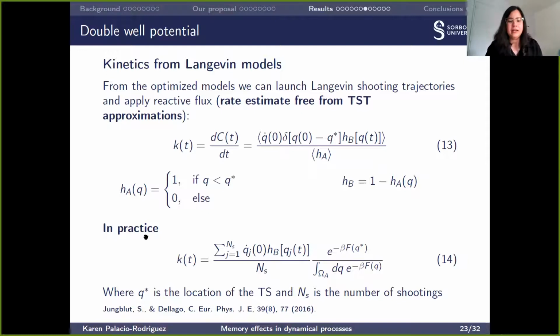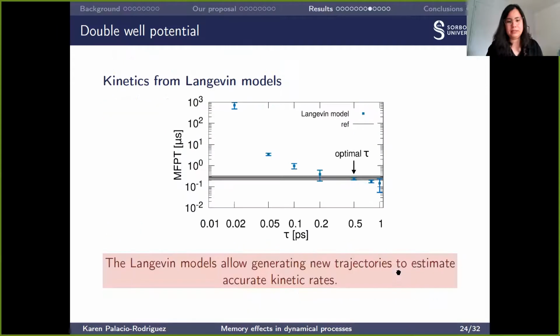Here HA and HB are the characteristic functions of the metastable states. And in practice, we compute the rate numerically. So we only need the number of shootings, the location of the transition state, and the free energy that we already have for the models. So here we end up with one of the central results of our work, and it is that we are able to compute the kinetics from the Langevin models.